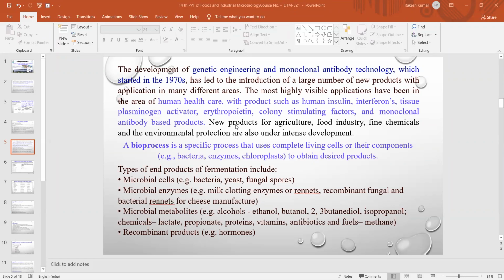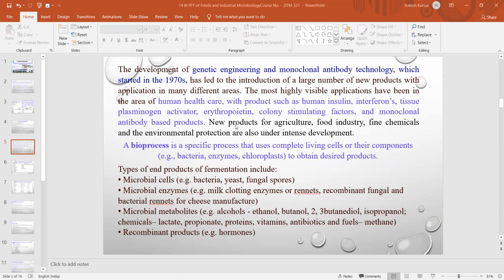You can say a bioprocess is a specific process that uses complete living cells or their components, that is bacteria, enzymes, chloroplasts, to obtain desired products. So what are those desired products? And how can you produce these things? What are the different processes? What type of microorganism is required? What type of substrate is required? Automatically, we will discuss all these things in our next slides.